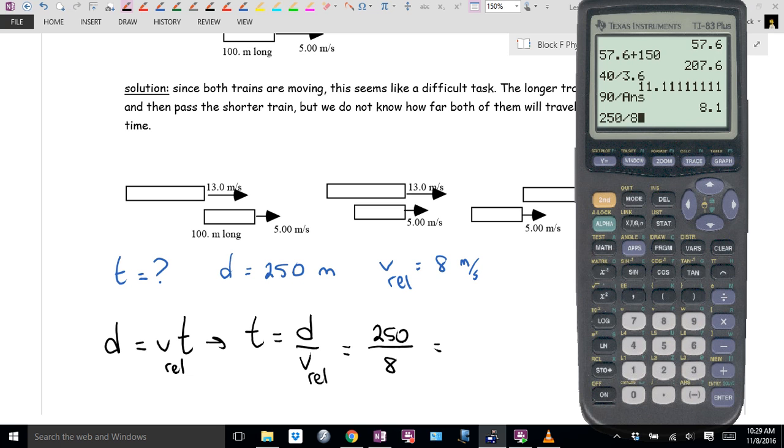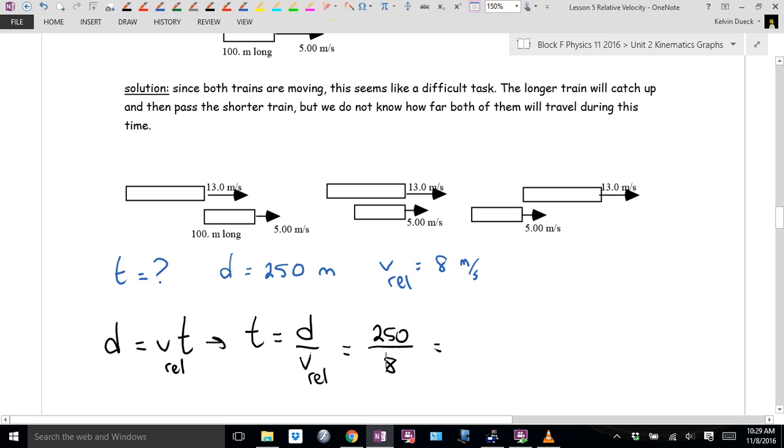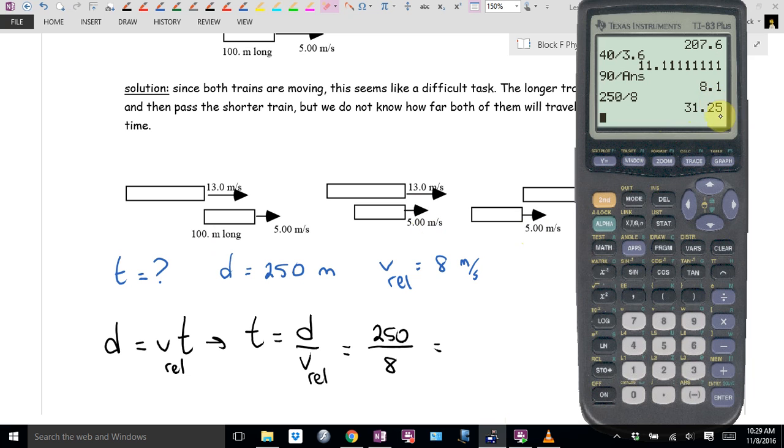I get 31.25. By the way, just to review, 13.0, how many sig figs? How many sig figs? It's 3, right? The point 0, 3. 5.00, how many sig figs? 3. 100 point, how many sig figs? Spot the trend. 3 sig figs, 3 sig figs, 3 sig figs, 3 sig figs. Technically, how many sig figs should I go to in my answer then? 3. So I'm going to go 31.3.